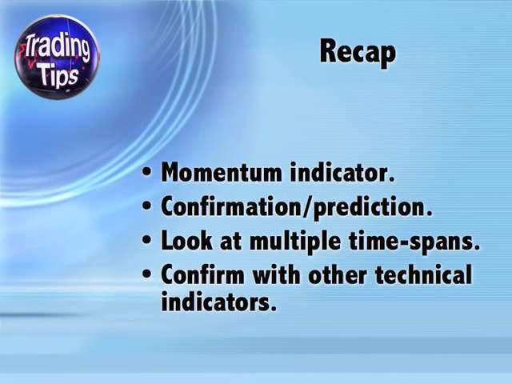To recap, ROC is a momentum indicator that can offer confirmation of an existing trend or make predictions as to where a stock is headed. Although we only had time to look at one time frame per chart in this episode, it's a good idea to consult multiple time spans for added confirmation. And as with all technical indicators, ROC is strongest when it is confirmed by other technical signs, such as MACD, MFI, RSI, stochastics, etc., all of which are covered in earlier TradingTips.com episodes.